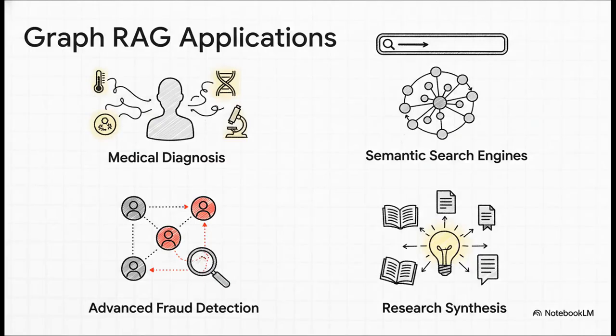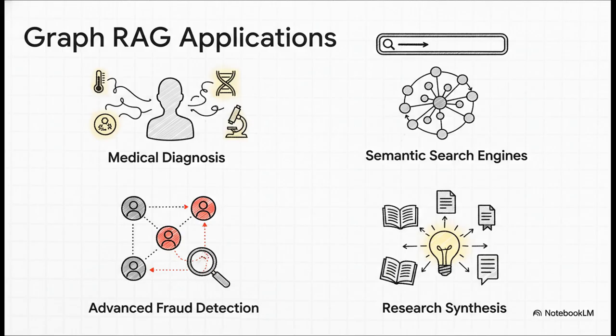And this ability is a total game changer for complex fields. I mean, think about a medical system that can connect a patient's symptoms to some rare disease by analyzing the relationships in medical journals, or a fraud detection system that spots weird patterns by looking at hidden connections between accounts.